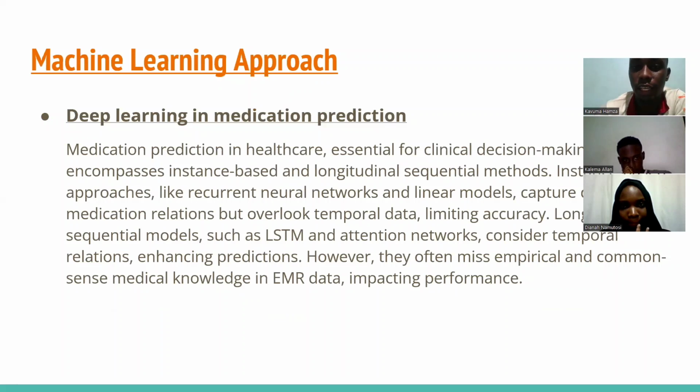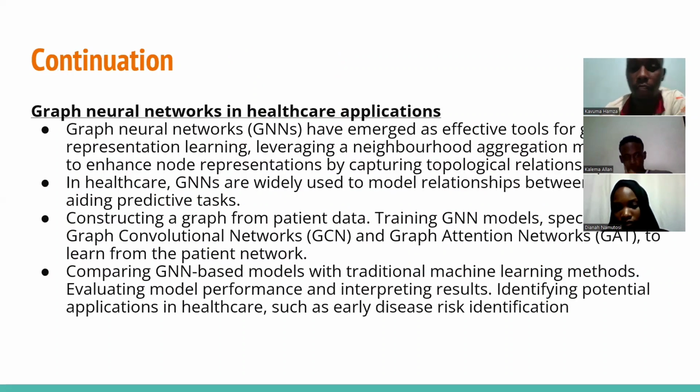With the machine learning approach, we use deep learning, which has been there before, but we maximize graph neural networks in healthcare applications. They're effective tools, widely used to model relationships between the data and aid prediction tasks. So we're going to be constructing graphs in most of our models for patient data. We train the models, for example, GCN and GAN. Then we compare the GNN-based models with traditional machine learning methods like KNN and random forest, and the GNNs were better.